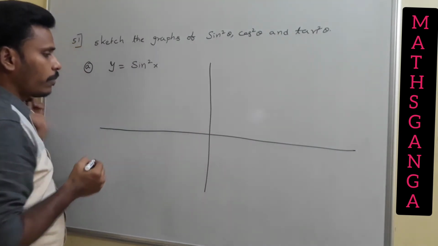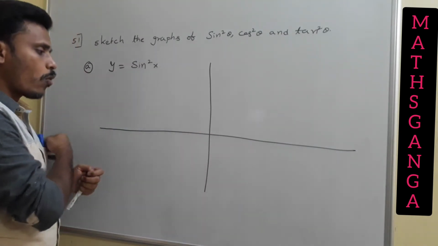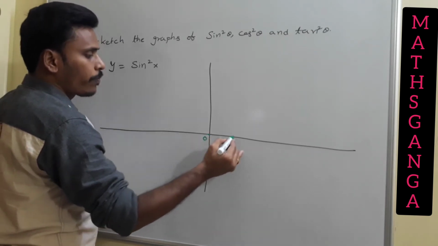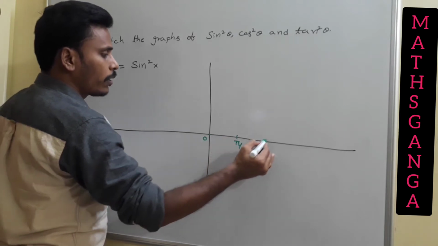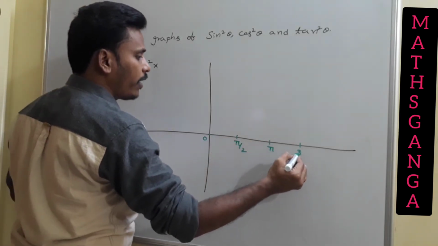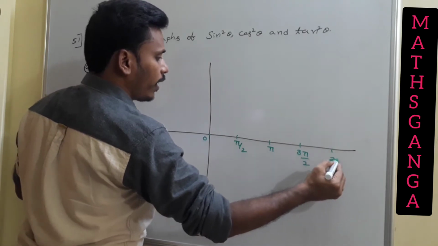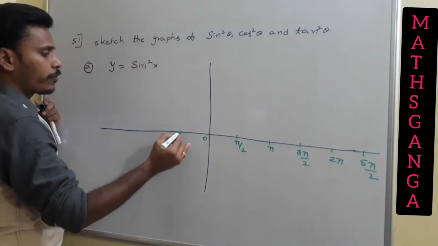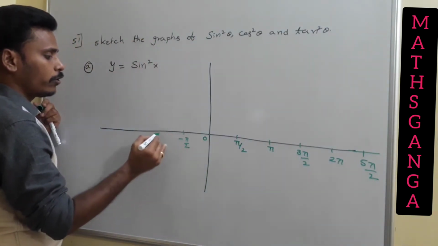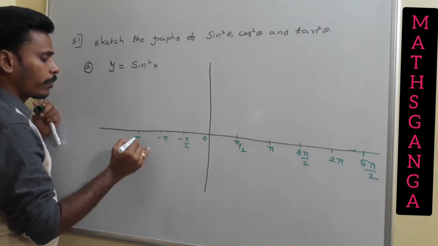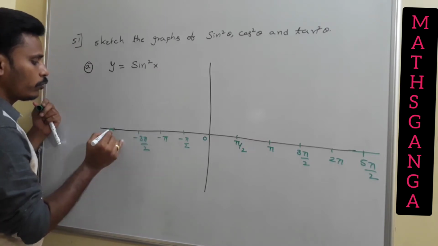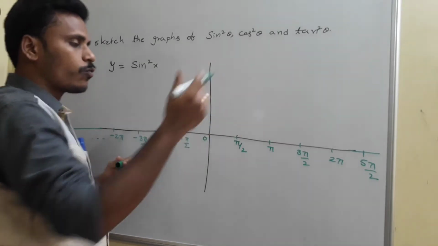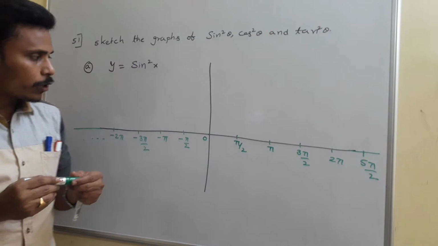On this coordinate system, we indicate a few angles on the x-axis and the real numbers on the y-axis. Take 0, then pi by 2, pi, 3 pi by 2, 2 pi, and after that 5 pi by 2. On the left side, we have minus pi by 2, minus pi, minus 3 pi by 2, minus 2 pi. Like that, we take different angles in the left region as well as the right region. Now we are going to sketch the graph.